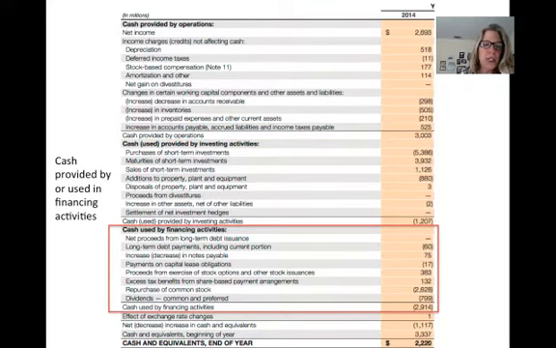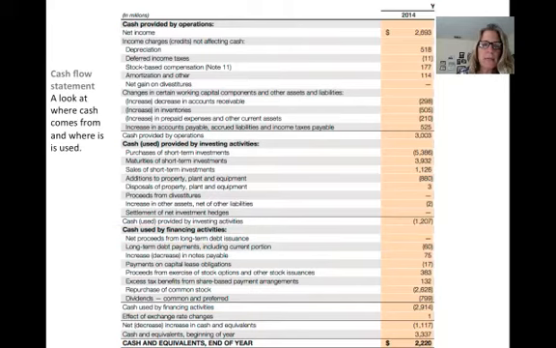And the third section is cash used or provided by financing activities. So this is things like if we got new long-term debt, that will be an inflow of cash. If we issued stock, that will be an inflow of cash. If we paid dividends to our owners, that will be an outflow of cash. So those are the three sections.